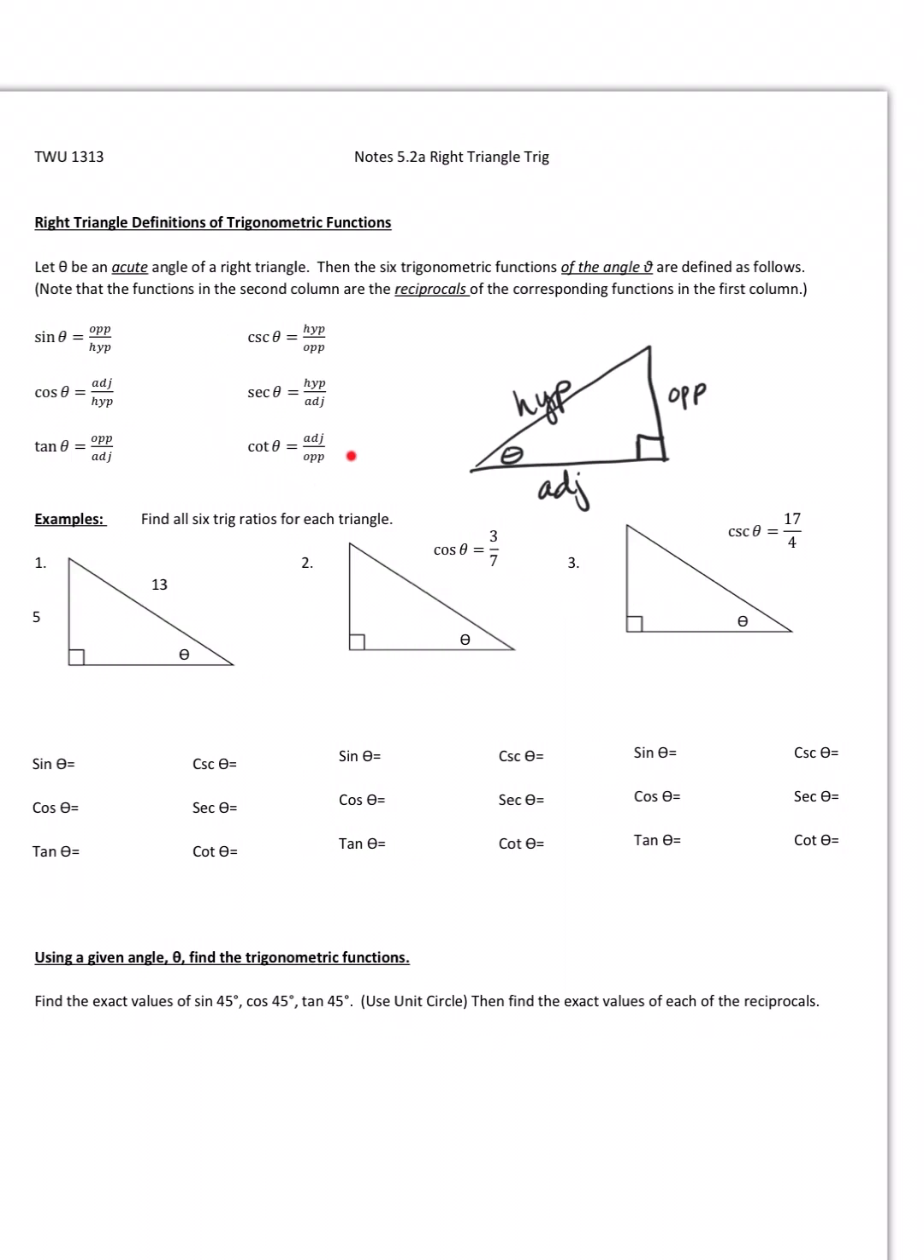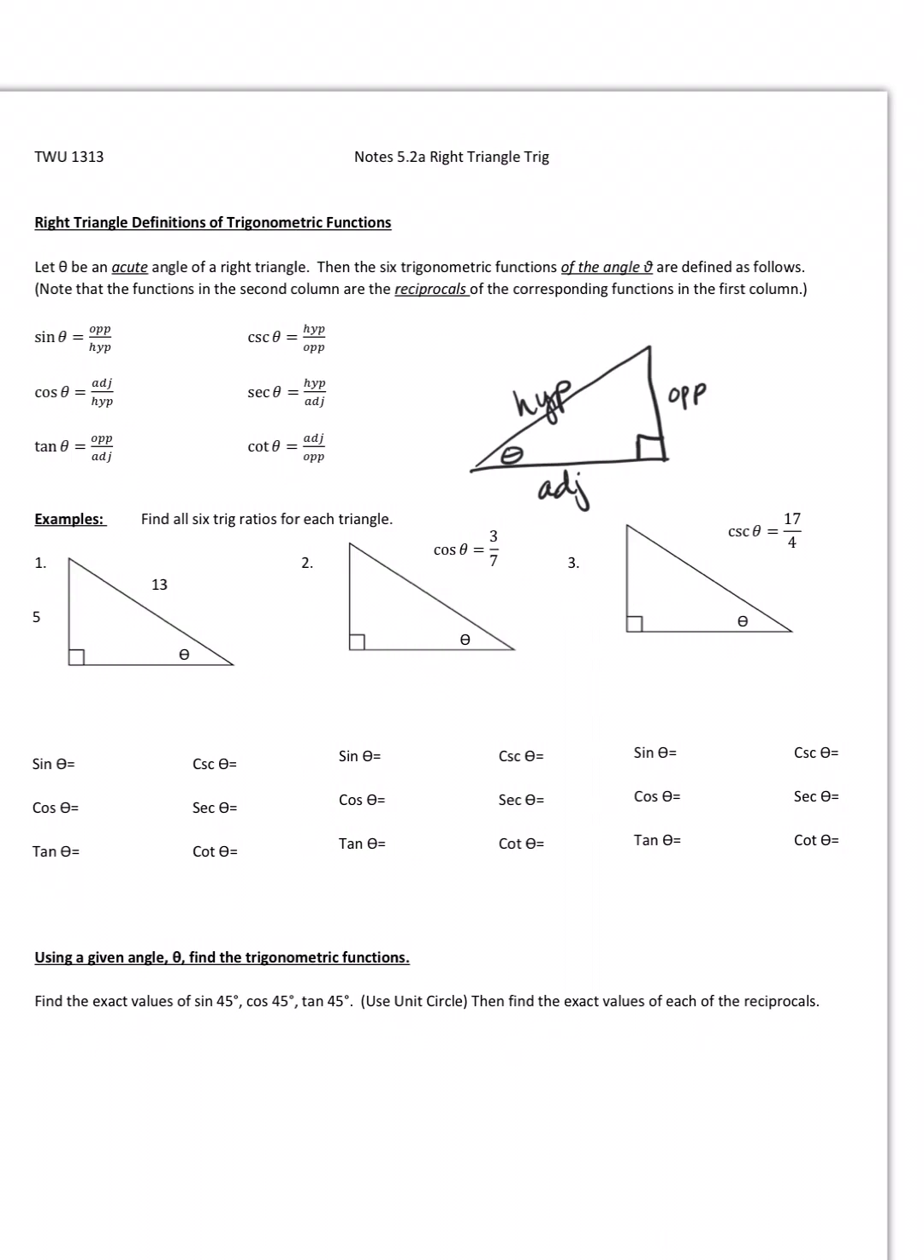And then the reciprocal ratios, cosecant is the reciprocal of sine, so it's hypotenuse over opposite. Secant's the reciprocal of cosine, so it's hypotenuse over adjacent. And then lastly, cotangent's the reciprocal of tangent, adjacent over opposite.